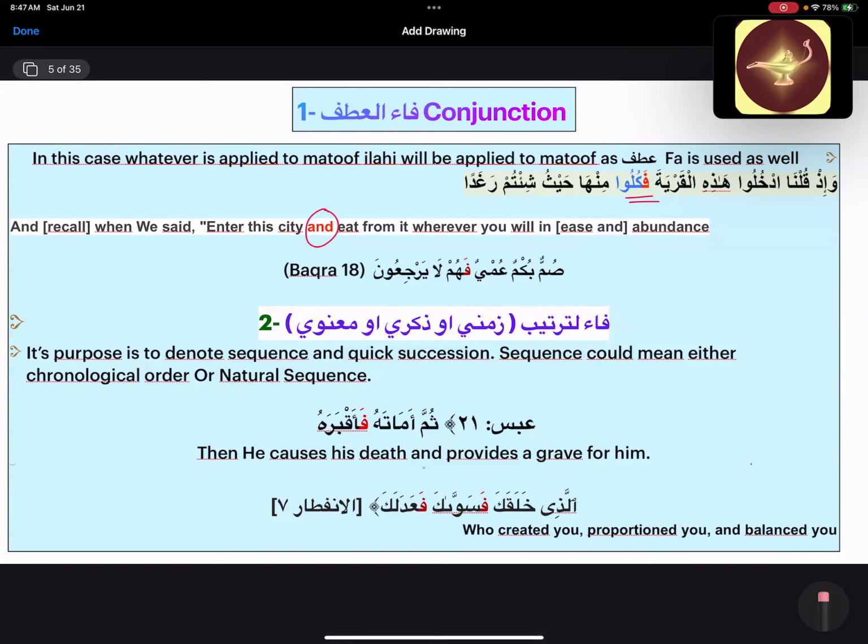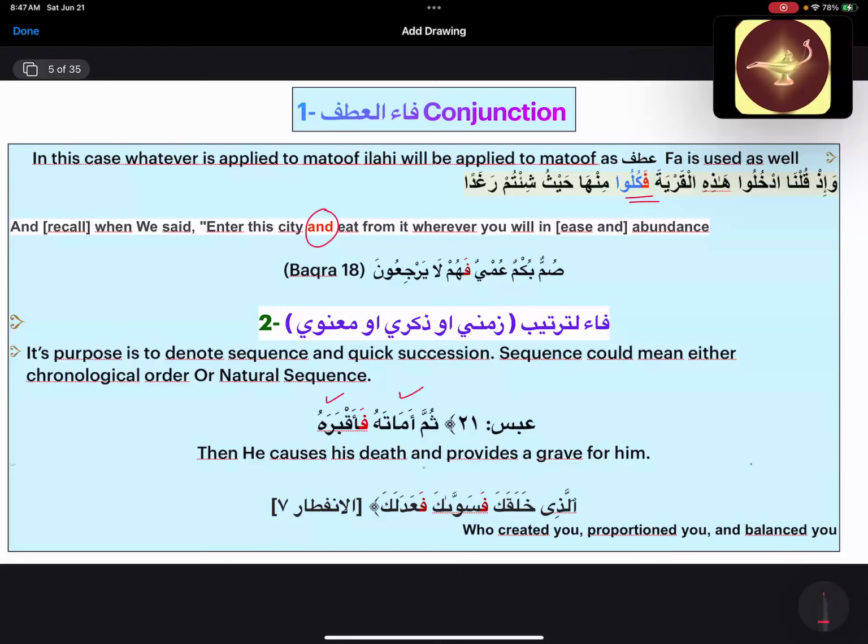So the good example we are going to memorize or remember is "summa amatahu fa akbara." Right? And that is a very obvious example and very easy to remember. So the natural sequence is that when somebody dies, then the natural sequence is that the grave came into the picture. So "summa amatahu fa akbara."